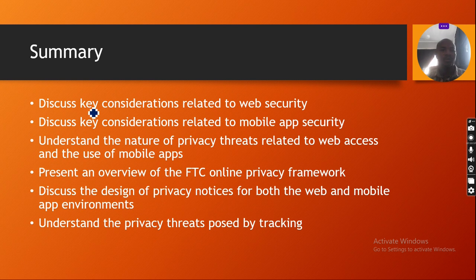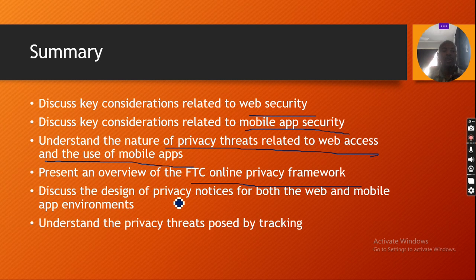In summary, we've discussed the key considerations related to web security. We've discussed mobile app security. We understood the nature of privacy threats related to web access and the use of mobile apps. We talked about an overview of the Federal Trade Commission online privacy framework. We looked at the privacy notices for both the web and mobile environments. And then we understood the privacy threat posed by tracking devices or tracking methods.